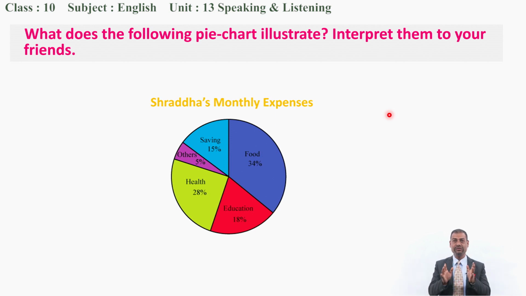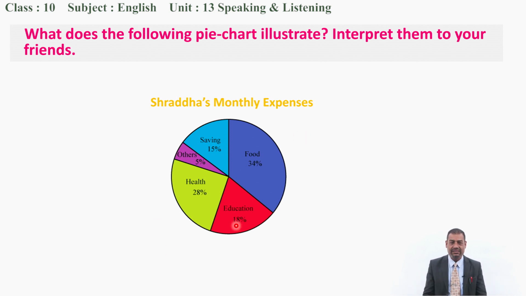So what you have to do? Don't forget three parts. The first one is the introducing part. What the figure shows, you have to say that one. As you have said, the pie chart displays us Shraddha's monthly expenses. This is the introducing part. Then the next part is the description, the main body.